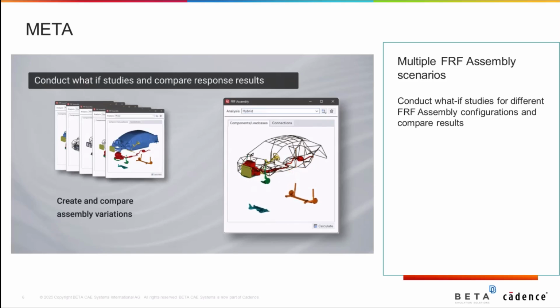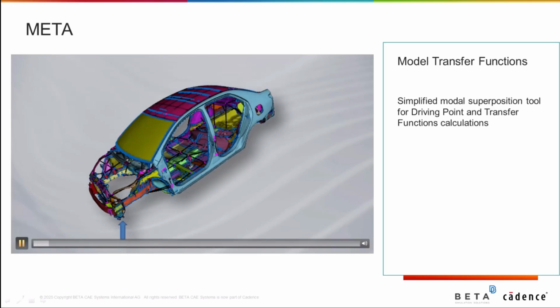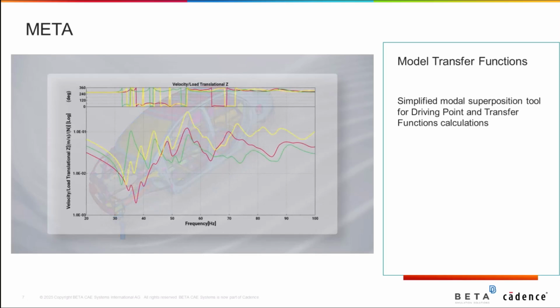It is possible to create and compare assembly variations, modify connection types and properties, change the component properties, and conduct what-if studies for different FRF assembly configurations, in order to compare results. There is a new tool available in the NVH ribbon tab, the Modal Transfer Functions.